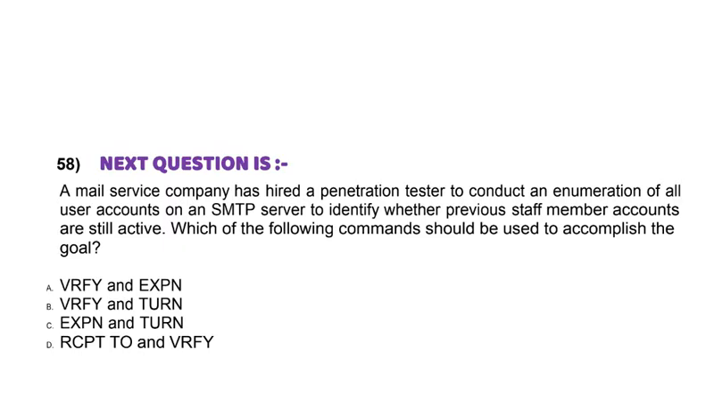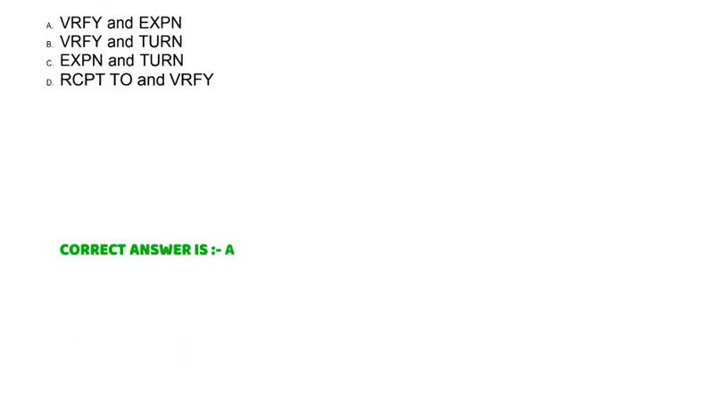Question is, a mail service company has hired a penetration tester to conduct an enumeration of all user accounts on an SMTP server to identify whether previous staff members' accounts are still active. Which of the following commands should be used to accomplish the goal? Option A, VRFY and EXPN. Option B, VRFY and TURN. Option C, EXPN and TURN. Option D, RCPT TO and VRFY. Correct answer is option A.